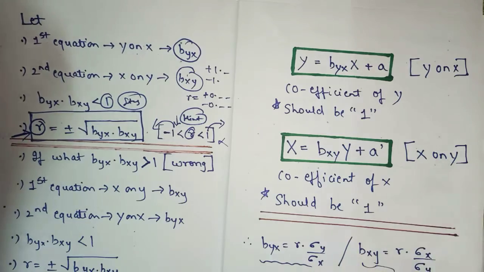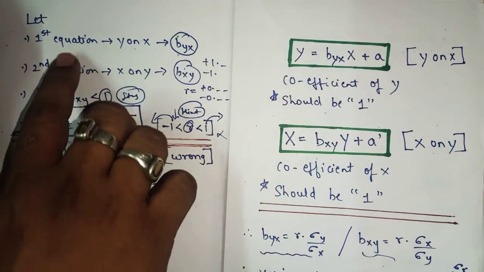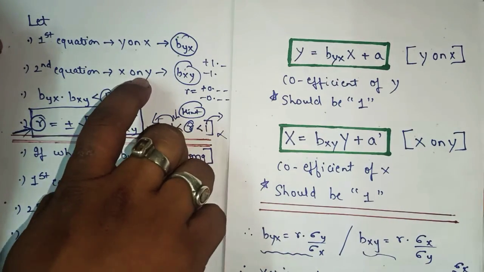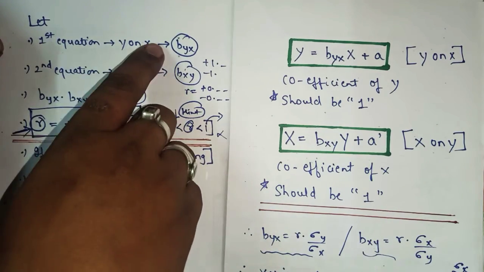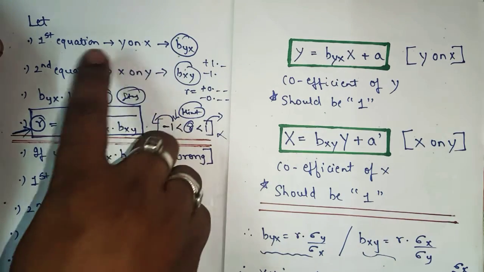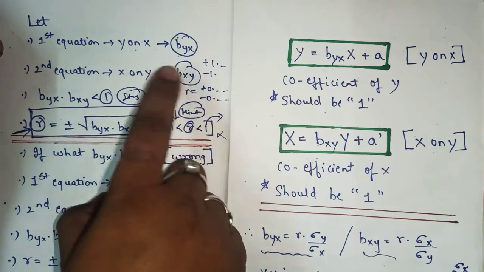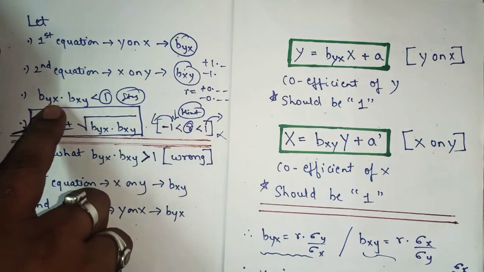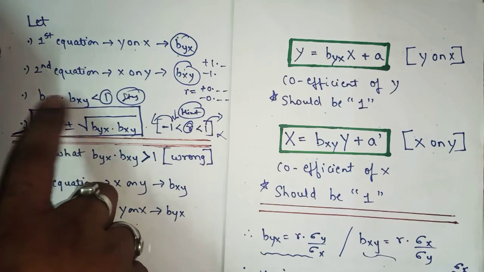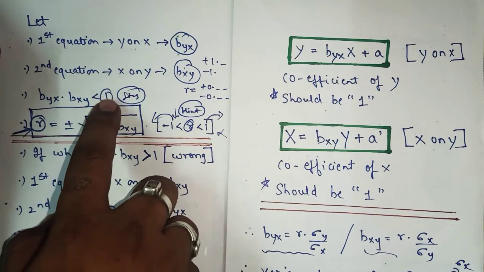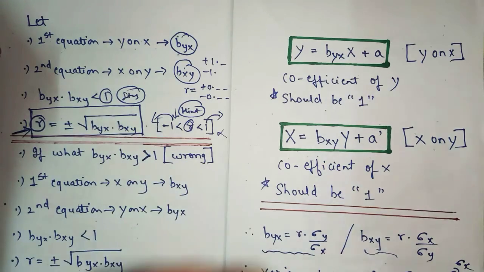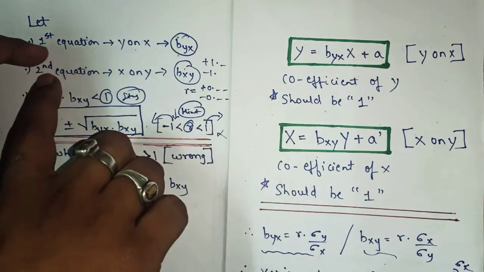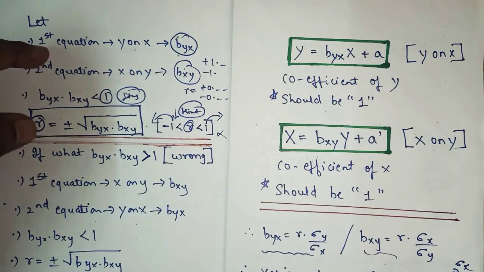we have to consider the first equation. As we saw in the previous lecture, the first equation we have to consider as y on x and the second equation as x on y. So when you consider the first equation as y on x, you will get byx. When you consider the second equation as x on y, you will get bxy. After getting byx and bxy, simply you have to see the product of these two values. It should be less than 1. If it is less than 1, that means our assumption of considering equation number 1 as y on x and second equation as x on y is perfect.